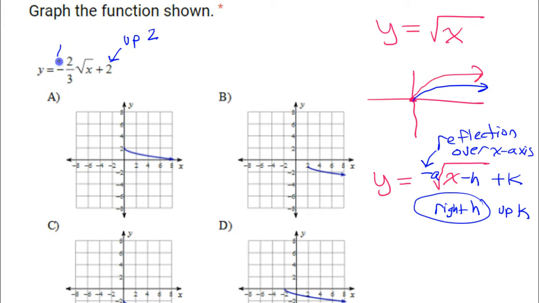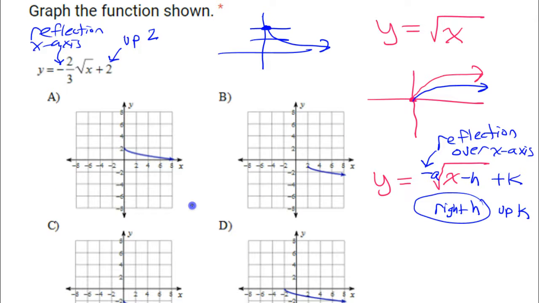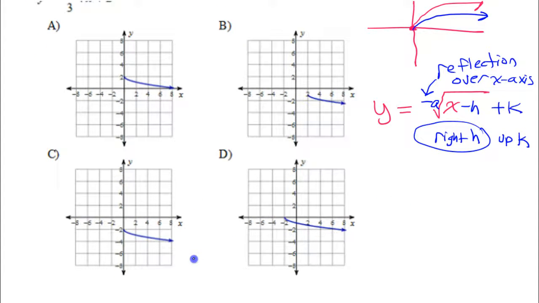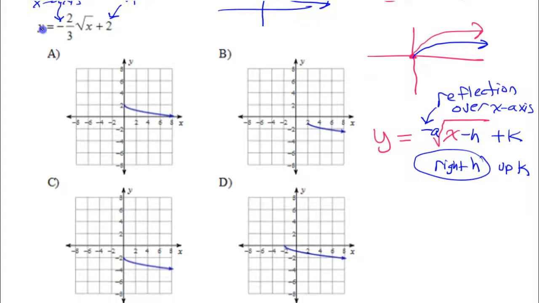Also, see this negative sign in the front. That is going to be a reflection over the x-axis. Okay, so it's going to be upside down. So we're looking for something that is up 2, okay, and it is upside down like this instead of like this. Okay, all of these graphs are upside down, so that this part doesn't really help us narrow it down.